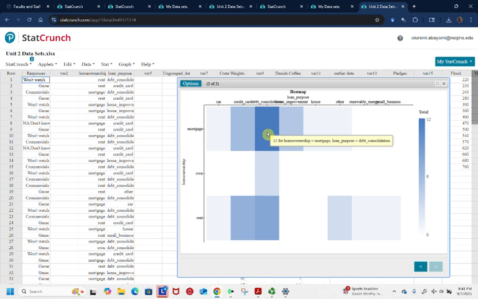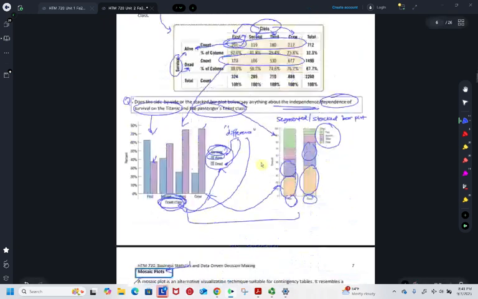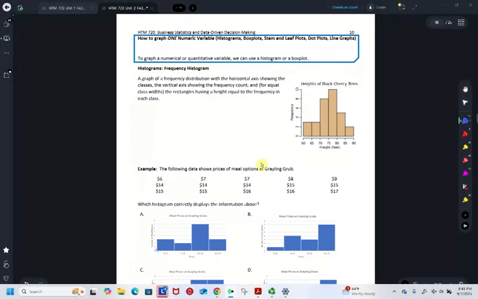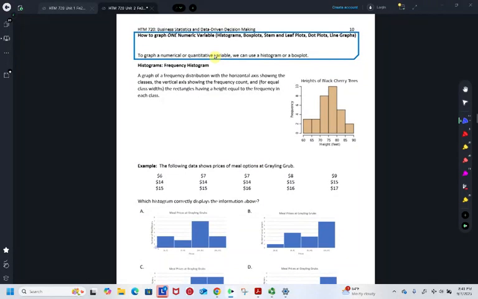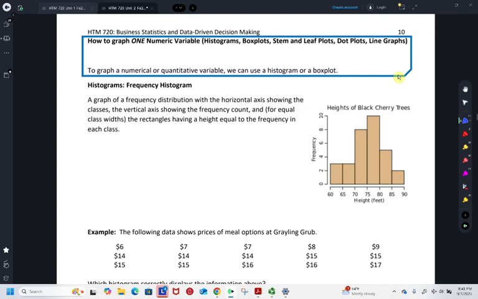This is the way to use StatCrunch to generate a graphical display of the relationship, or absence thereof, between two categorical variables, and a contingency or joint frequency distribution. With that said, let's proceed to look at more on numerical variables, and that's talking about how to graph one numerical variable. The first graph that is very useful in graphing a numerical variable is a histogram.